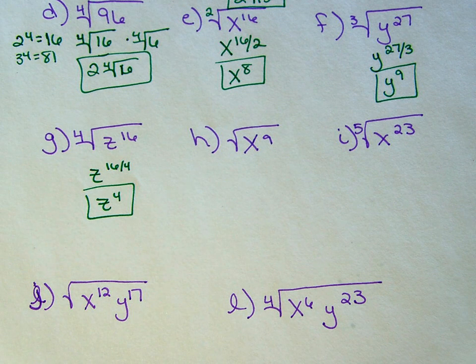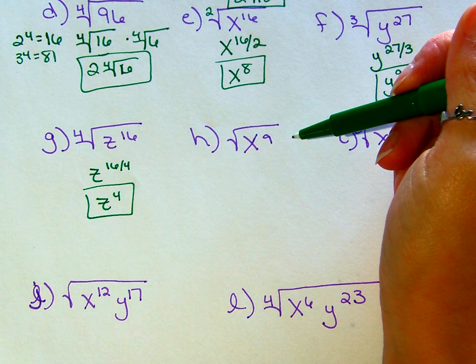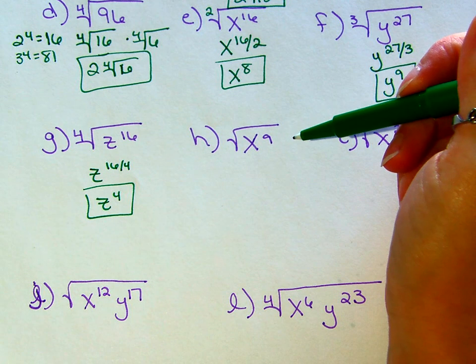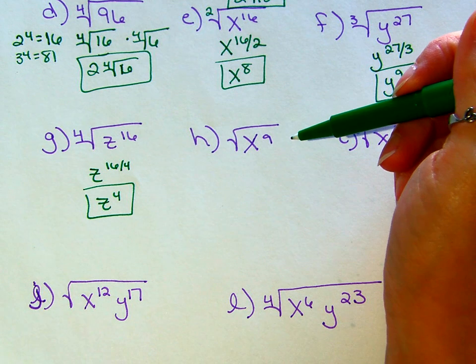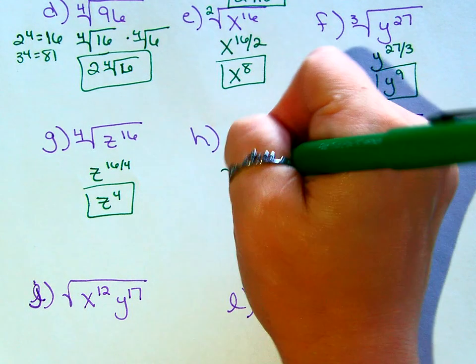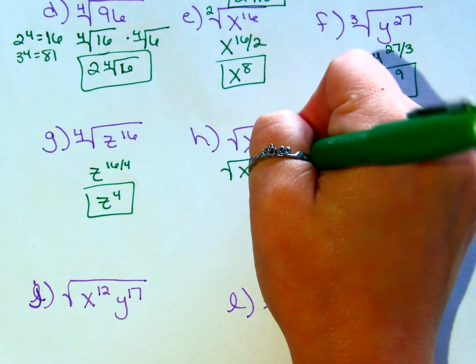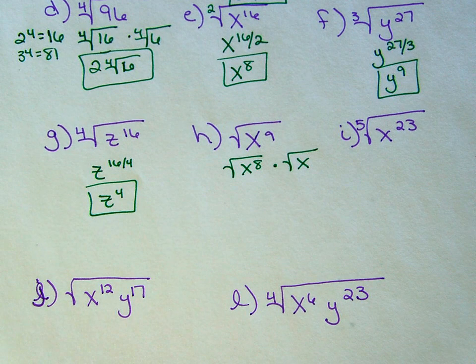Now, h is different. 9 is not divisible by 2. But what happens if I pull one of those x's off? What if I make this into a product of x to the 8th and x? I just took one of my x's off. That way I would have something divisible by 2. Because x to the 8th times x is x to the 9th.